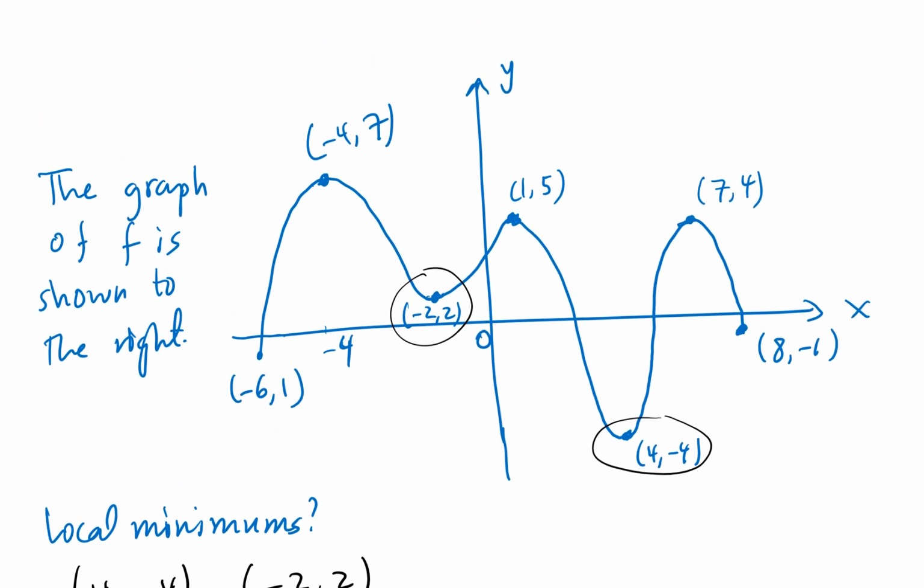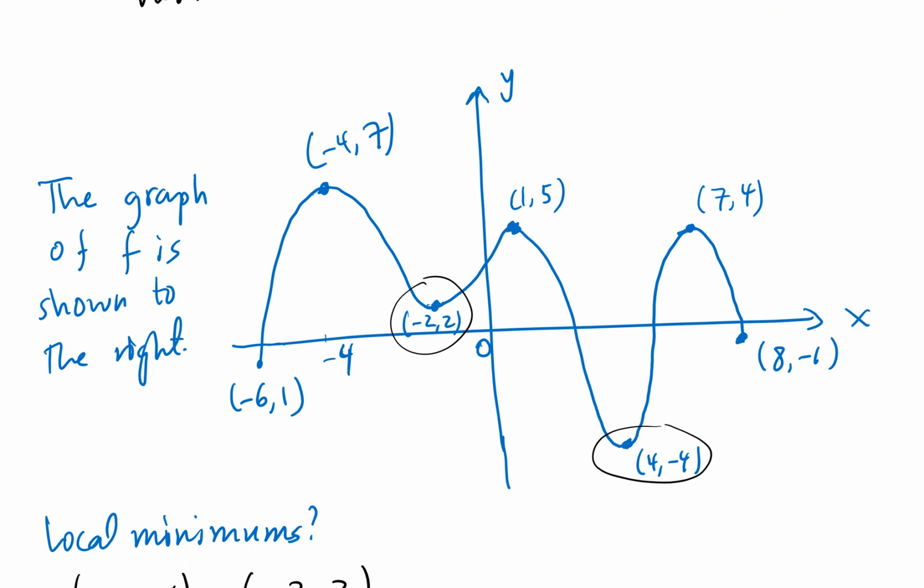Like, if this point here is the lowest, we take it, even if it's at the end points. That only works for the absolute, not for the local, just works for the absolute.